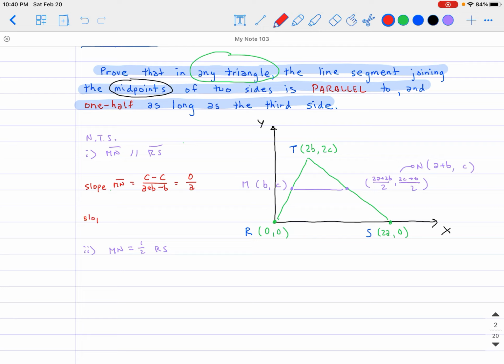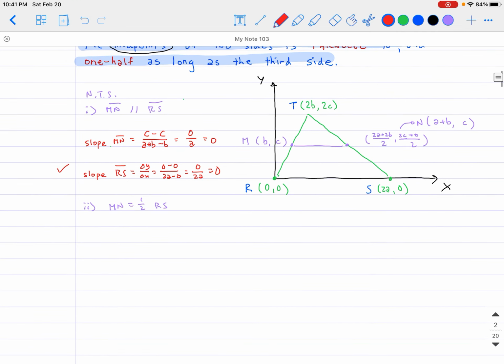Now I'm going to solve for the slope of RS and pray that it's going to be the same thing. The change of y over the change of x is going to be 0 minus 0 divided by 2A minus 0. So that's going to give me 0 over 2A. Even though the bottom is 2A and the other one is A, it's still okay because both of them are equal to 0. So that means that this checks out. There it is. That's the easier part. Now the second part, hopefully that should be just as easy.